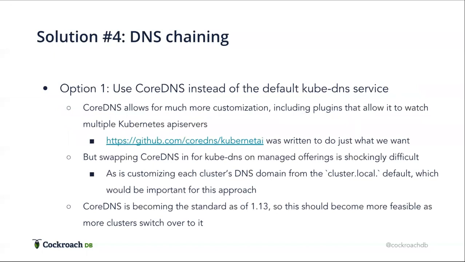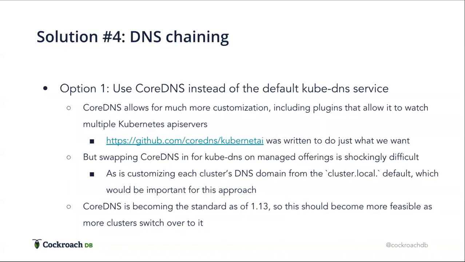One way to do this is to use CoreDNS instead of the default kubedns. CoreDNS is a much more fully featured DNS server that allows for a lot more customization. It has a full plugin architecture. There's even an existing plugin called Kubernetes, which was written to allow one CoreDNS server to watch the API server of multiple Kubernetes clusters. So we could use that plugin to do exactly what we want. We could set up CoreDNS in each cluster to watch the services in all of our Kubernetes clusters. And then it would automatically create service names for the services in the other clusters.